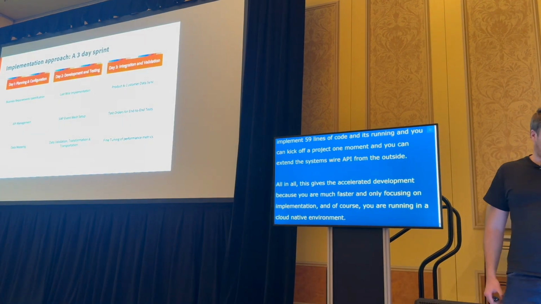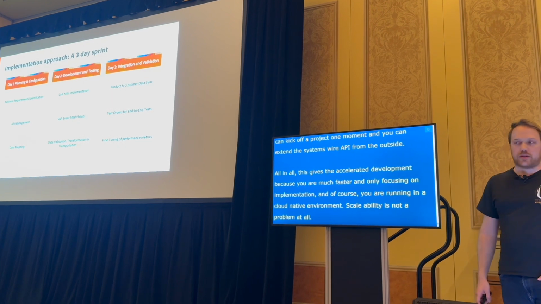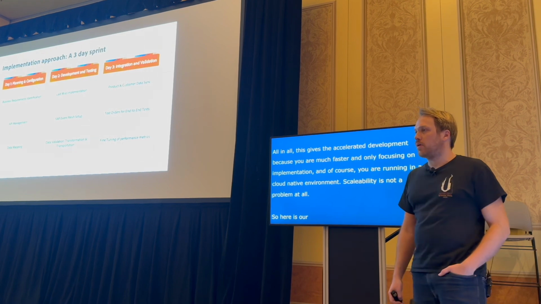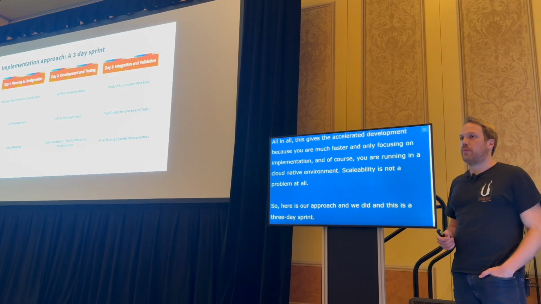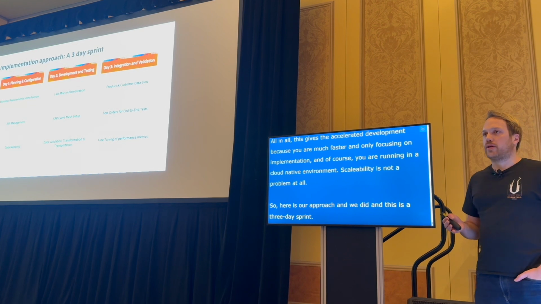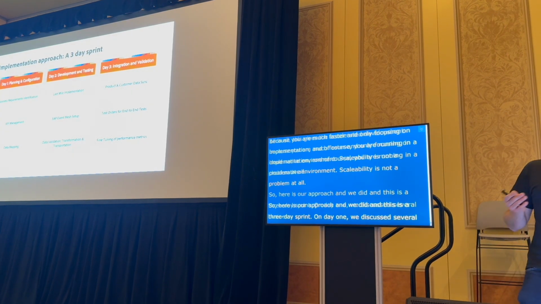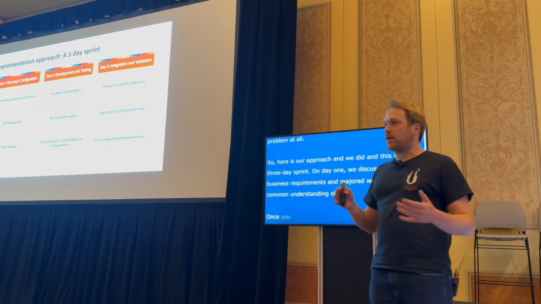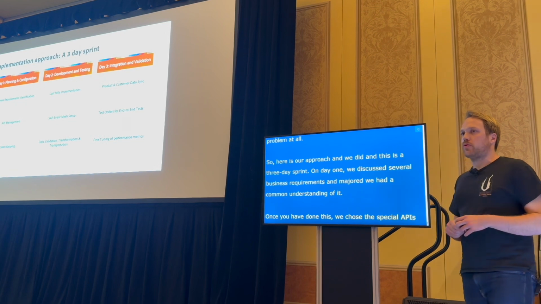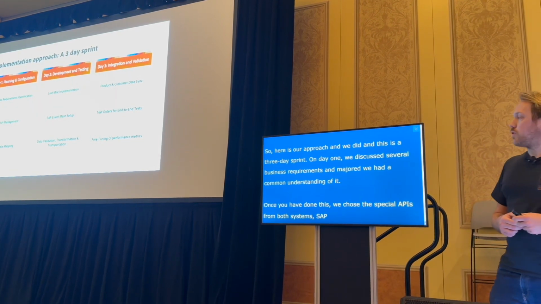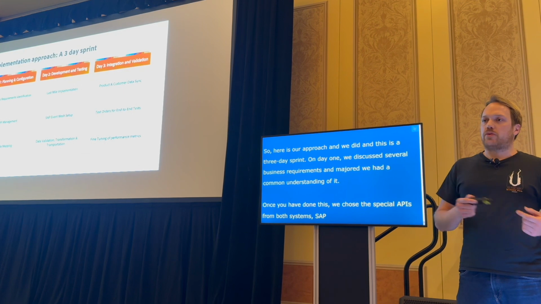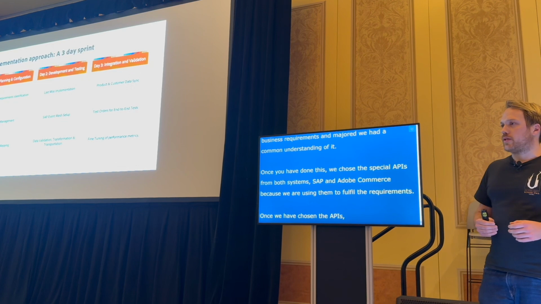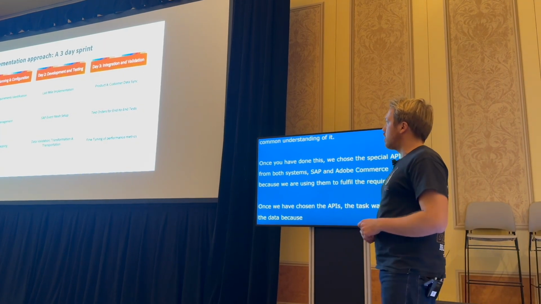So here's our approach, how we did it. As I said, this is a 3-day sprint. On day 1, we discussed several business requirements and we made sure that we have a common understanding of it. And once we've done this, we chose the special APIs from both systems, SAP and Adobe Commerce, because we are using them to fulfill the requirements. And once we have chosen the APIs, the task was to actually map the data, because an SKU in Adobe Commerce is a material number in SAP, so we have to map those data so they can communicate actually.